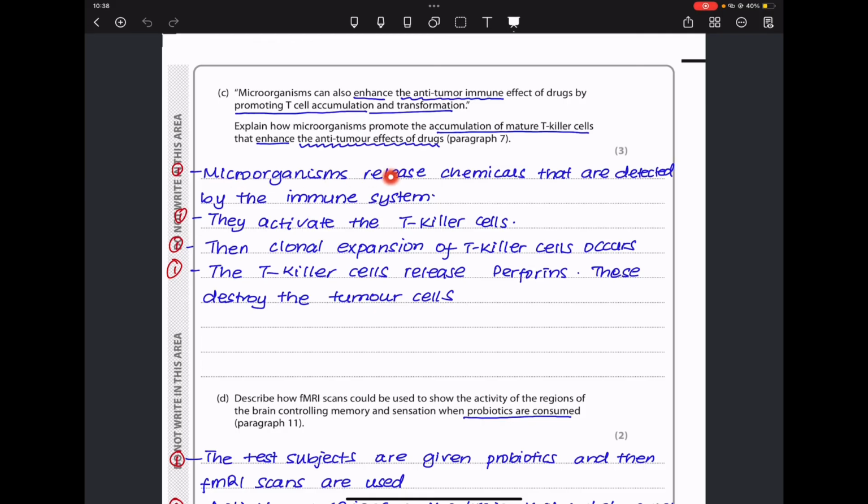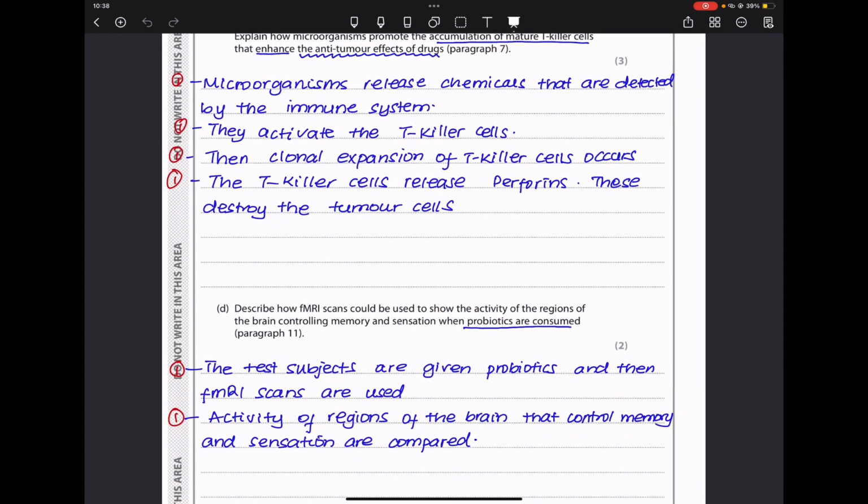So I said microorganisms release chemicals that are detected by the immune system, and they activate the T killer cells. Clonal expansion, meaning increase in the number of the T killer cells, occurs, and then the T killer cells release perforins. These destroy the tumor cells.